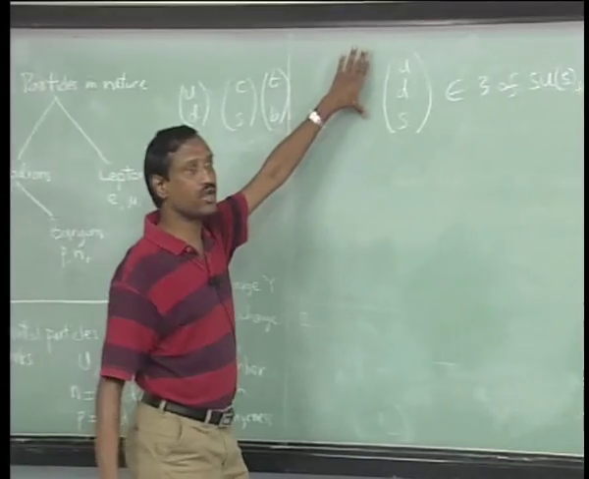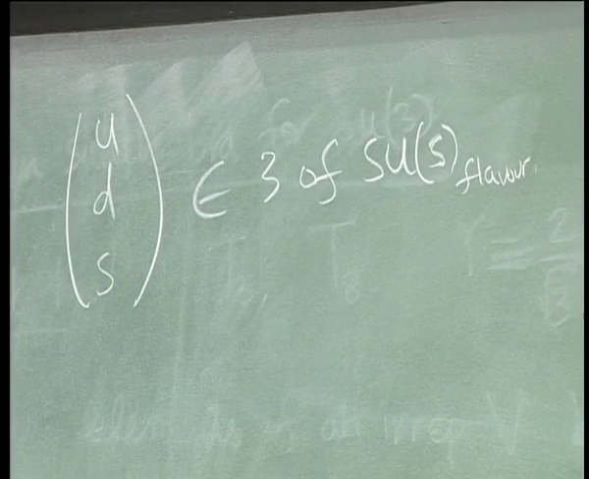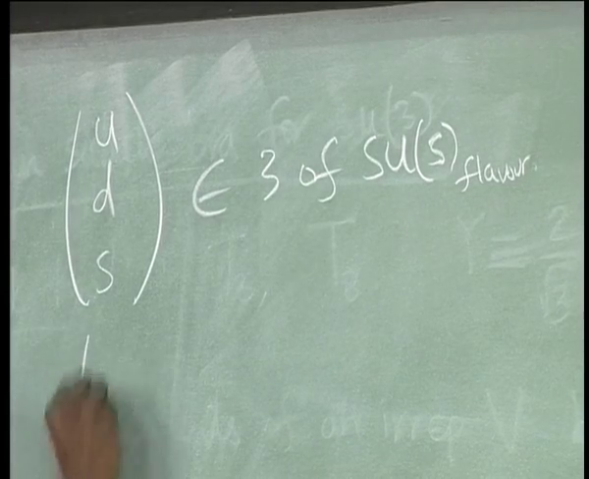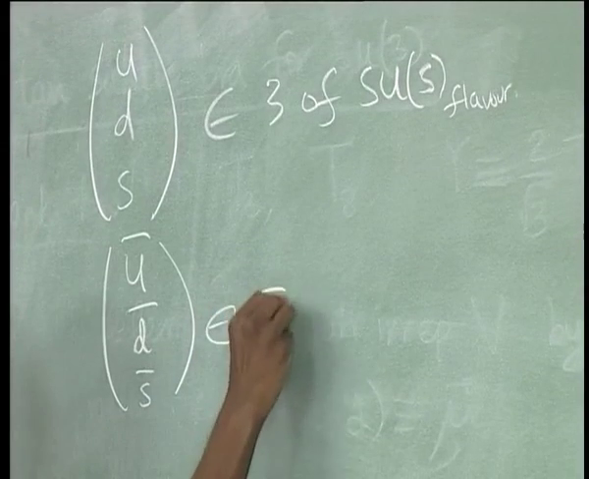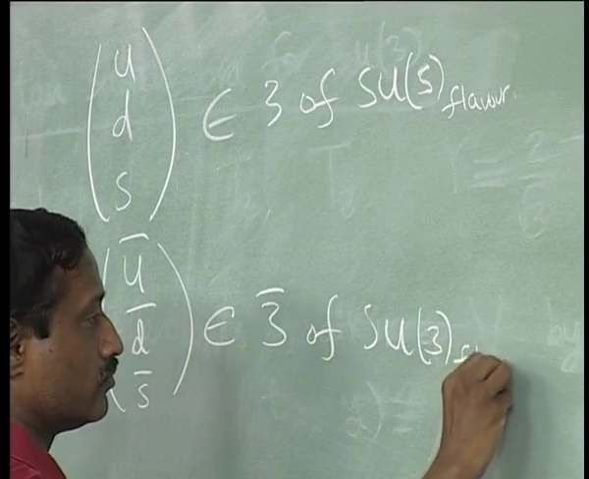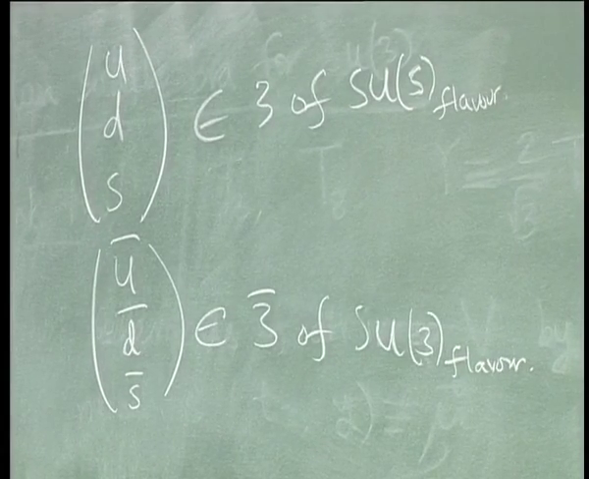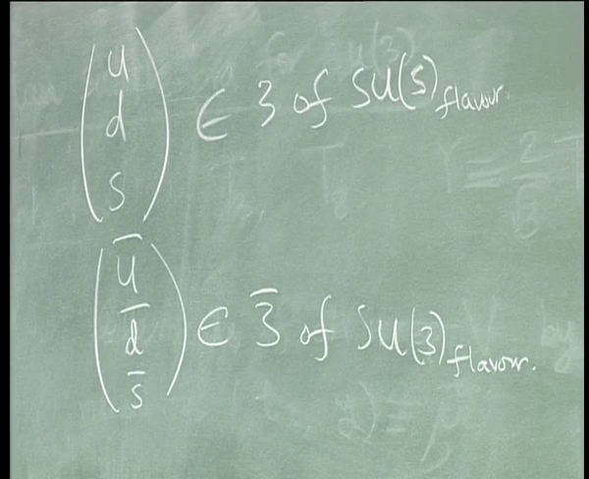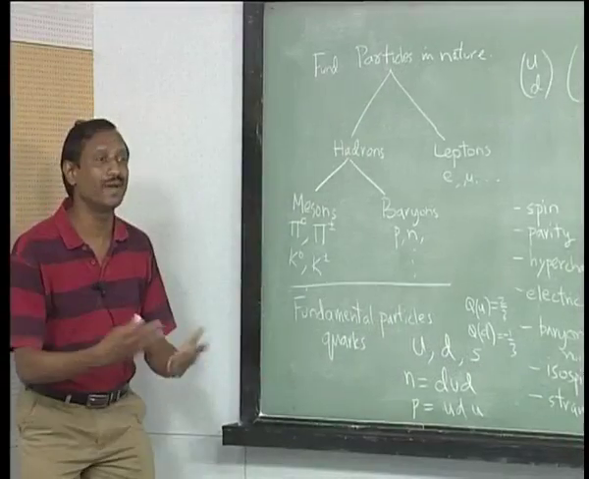So this was the idea of Gell-Mann. Let us put these guys into this thing, and then the antiparticles will be in the complex conjugate representation. So we just write U bar, D bar and S bar belong to 3 bar of SU3 flavor. Okay. So now the question is, can we ask what are the constituents of mesons and baryons?